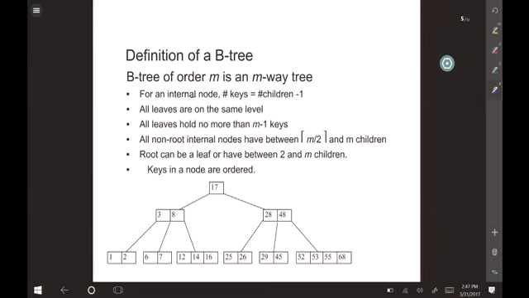Okay, so the implication here is all nodes except the root are at least about half full. It's actually half minus 1. Okay, they're at least half minus 1 full. All right, so that's good news. The root could be a leaf or have between 2 and m children, that is between 1 and m minus 1 keys. And the keys in a node are ordered. You already knew that. All right, any questions about it? Okay, so this is kind of cool.